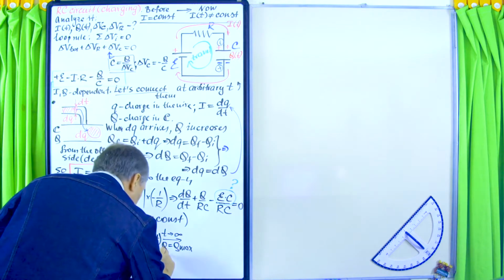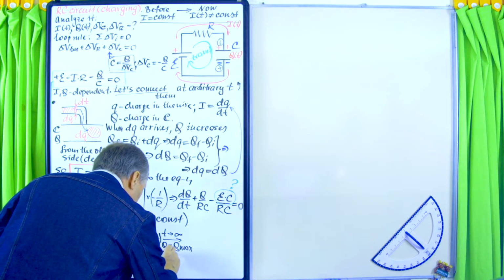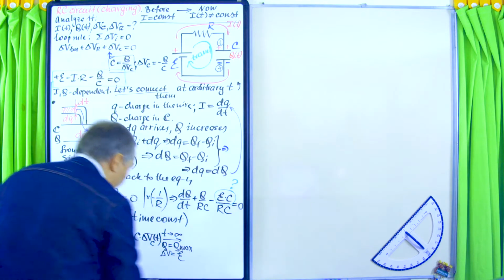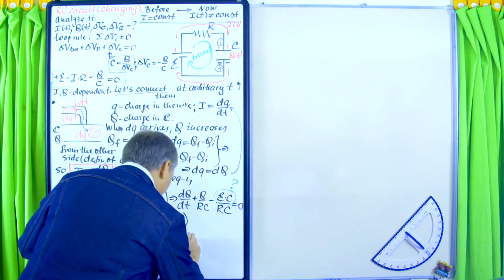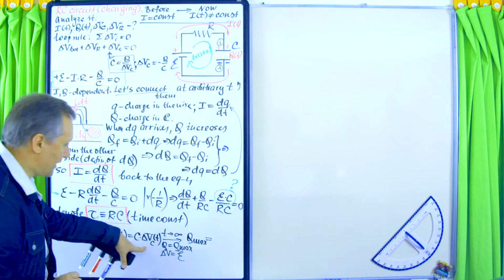Okay, so now I can write that. Of course, delta V will be equal to the EMF. So as a result, we're getting Q max equals C times EMF.